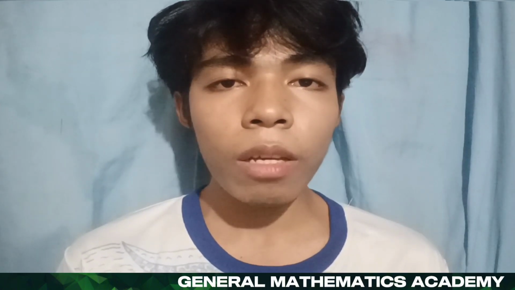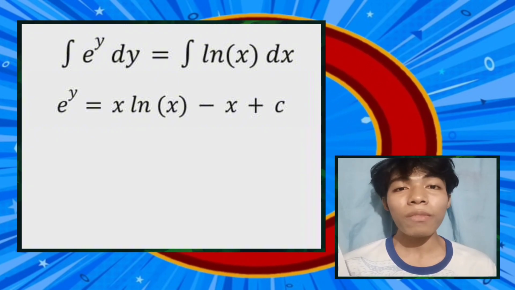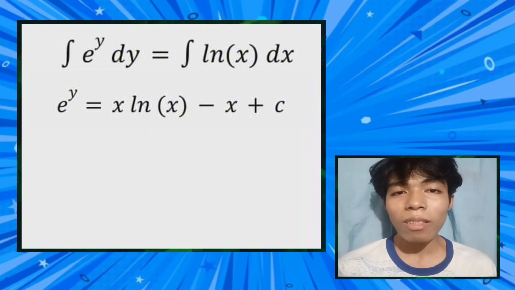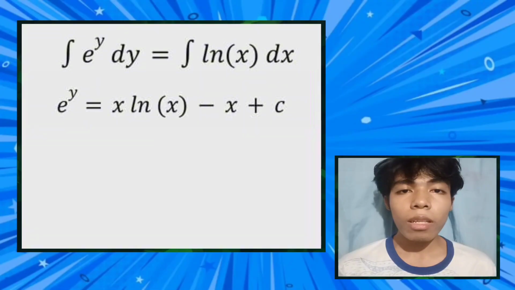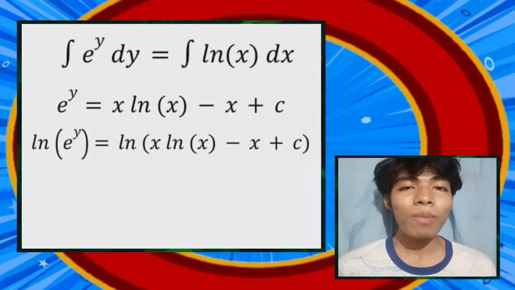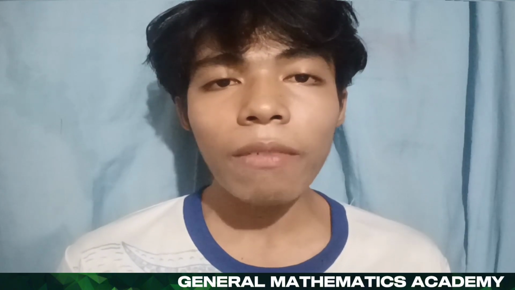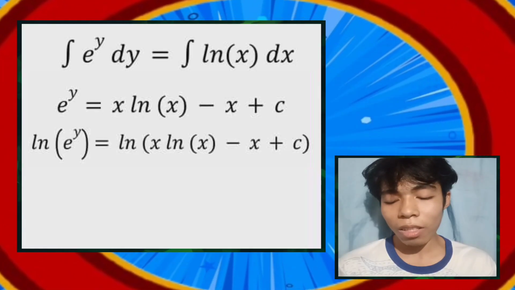But since we are looking for the general solution, or the value of y, we need to eliminate the base of the exponent y, which is the transcendental constant e, or Euler's constant, which is approximately 2.718. In order for us to do this, all we need to do is take the natural logarithm on both sides of the equation so that we will be able to apply the inverse property of the natural logarithm on the left-hand side and eliminate the transcendental constant e.